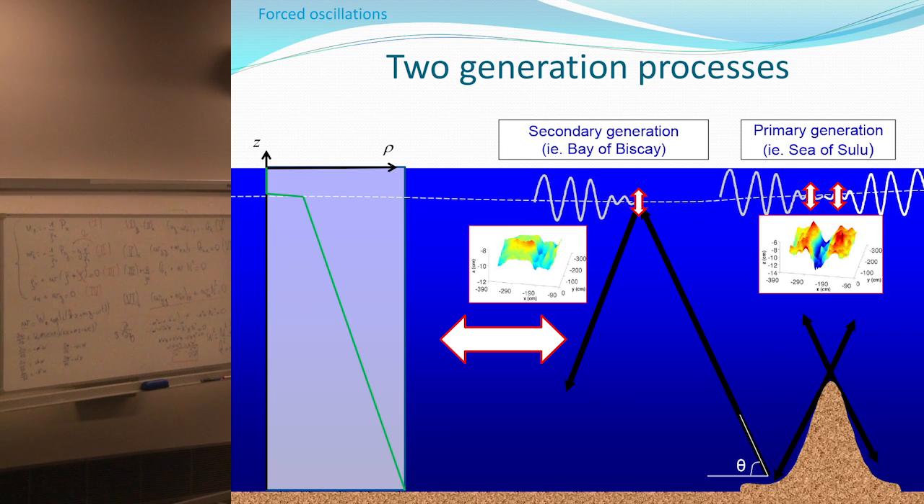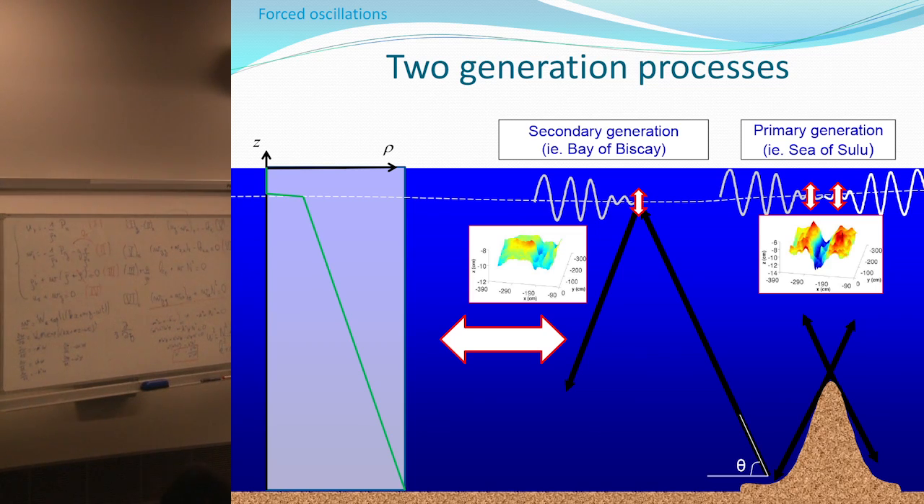One of them is what we call primary generation. For this process, it's the interaction between a flow, like it can be a tidal flow as we discussed before, and the topography, which creates large amplitude motion in the pycnocline that is at the top of the topography. And this large amplitude motion can evolve into solitary waves. So this is one process.